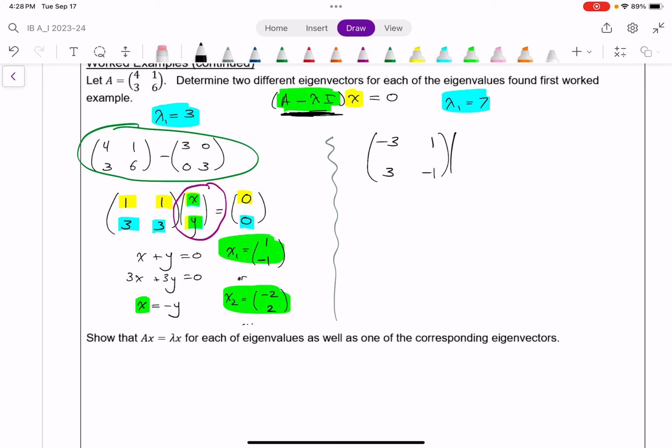And again, X right here is not a number, it's a vector, it's a matrix, and I'm trying to figure out what those are. But if this really is an eigenvector, this should multiply to make a matrix of just 0. And so like before, now I can use matrix multiplication to come up with a couple of equations that should be equivalent to one another. I go negative 3 times x plus y should equal 0. And notice I get 3 times x minus y equals 0.